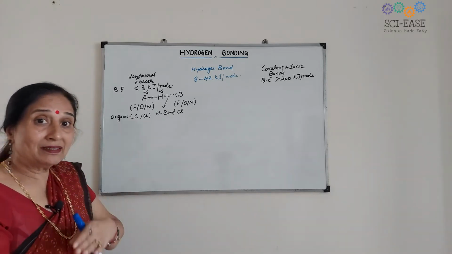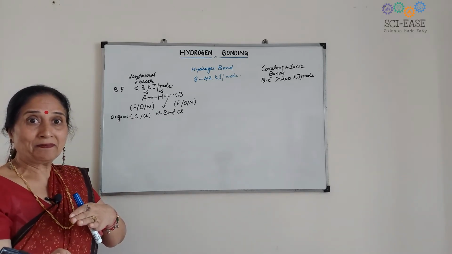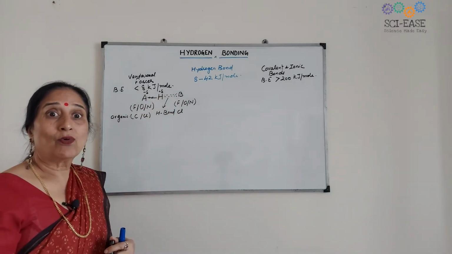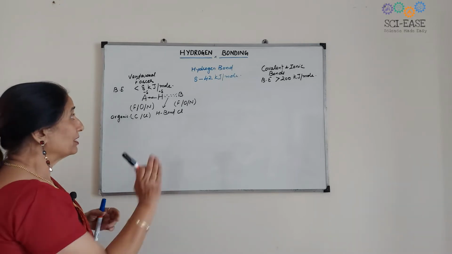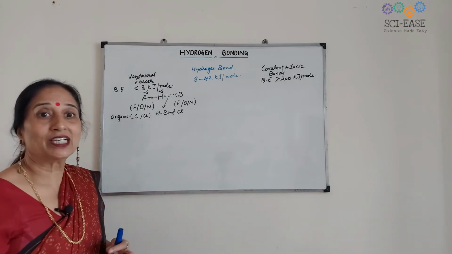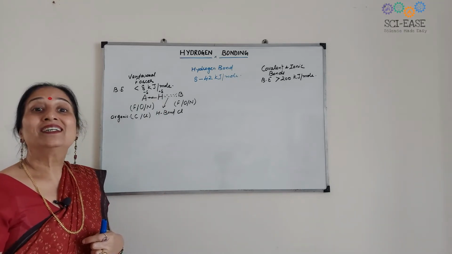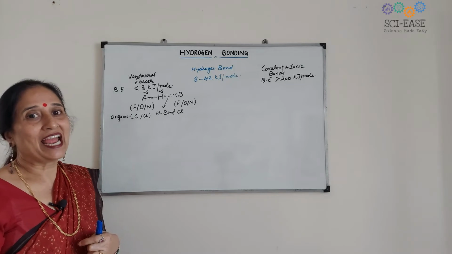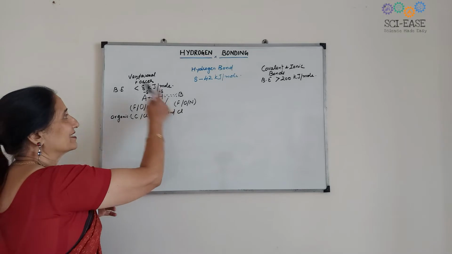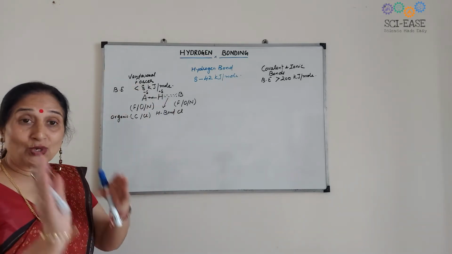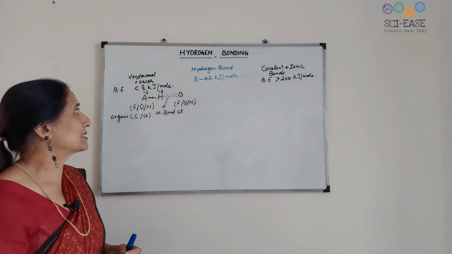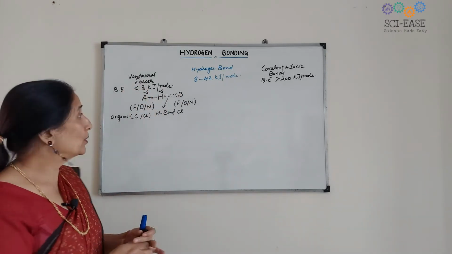When some other electronegative element like B comes closer to it, what will be the result? With its lone pair, this lone pair will be shared by this hydrogen and there is formation of the hydrogen bond between H and B, which we depict by a dotted line. So, what are the characteristics? What should be the characteristics of this B that I want to tell you?